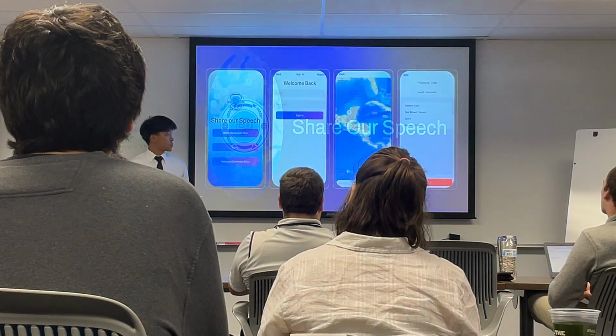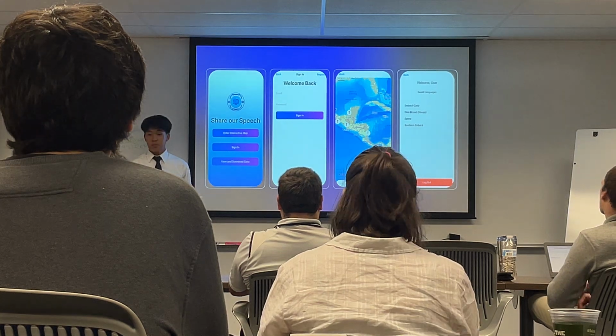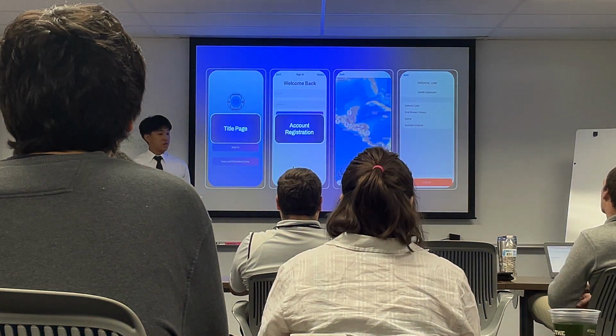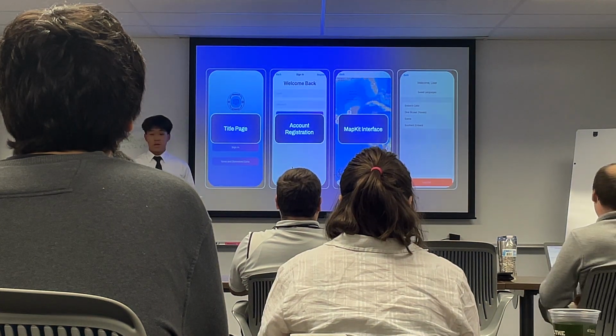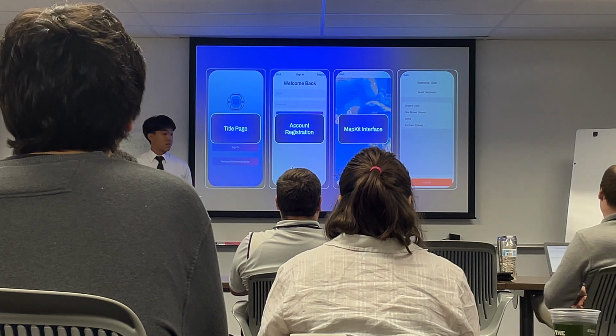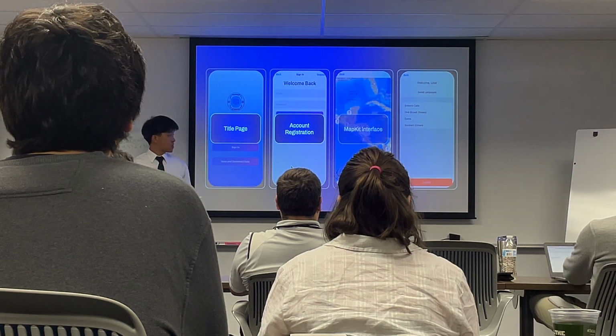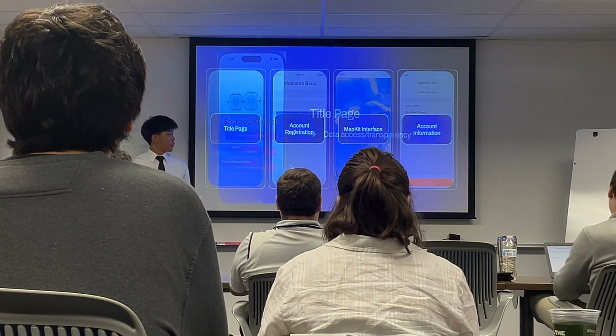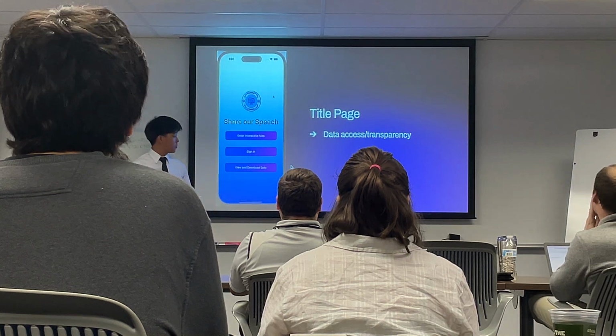Now, there's four main components of my app. Firstly, there's a title page. Secondly, there's an account registration page. Next, there's the actual MapKit interface. And lastly, there's the account information center. Now, I want to break this down one at a time, starting with the title page.